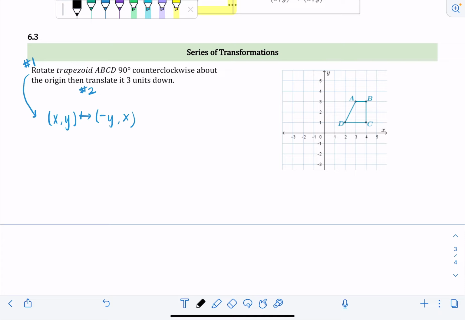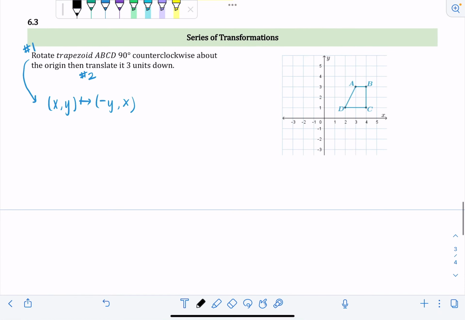Okay, so I'm not going to set up the full table, but I'm just going to list my original points. So let's see, A was the point over here, it was (3, 3). And then B is (4, 3). C is (4, 1). And then D was (2, 1).